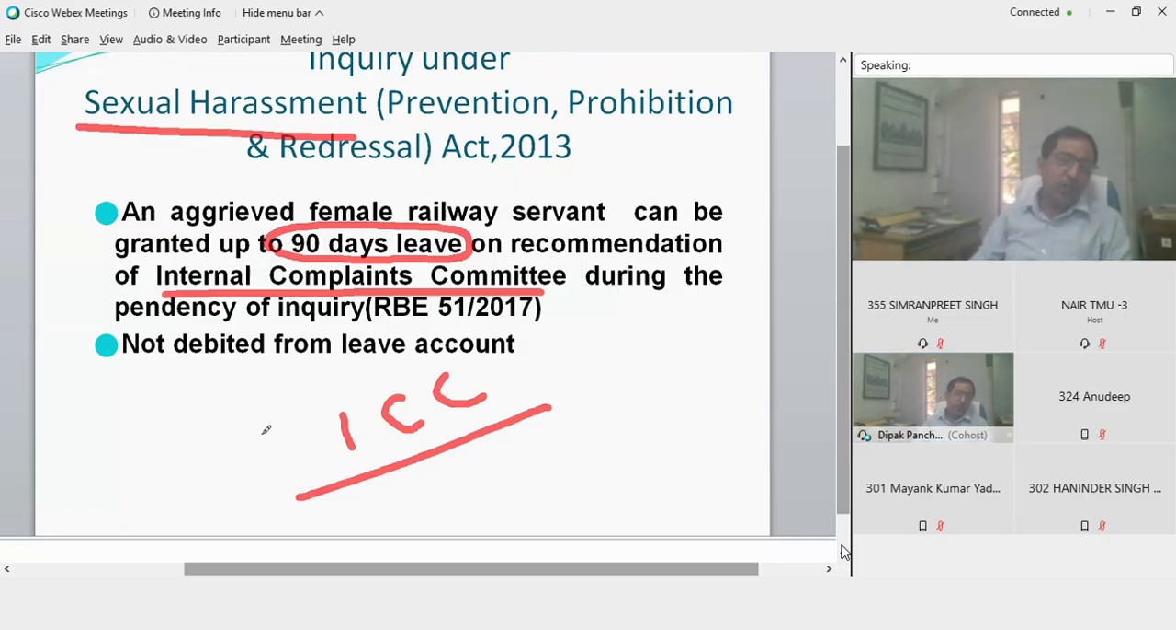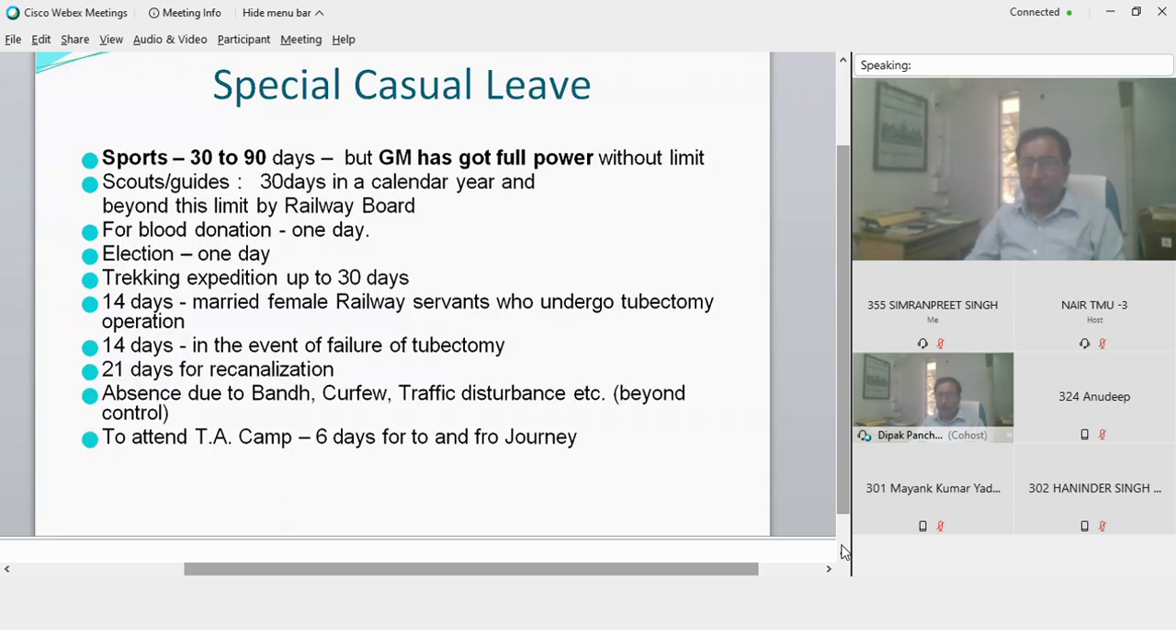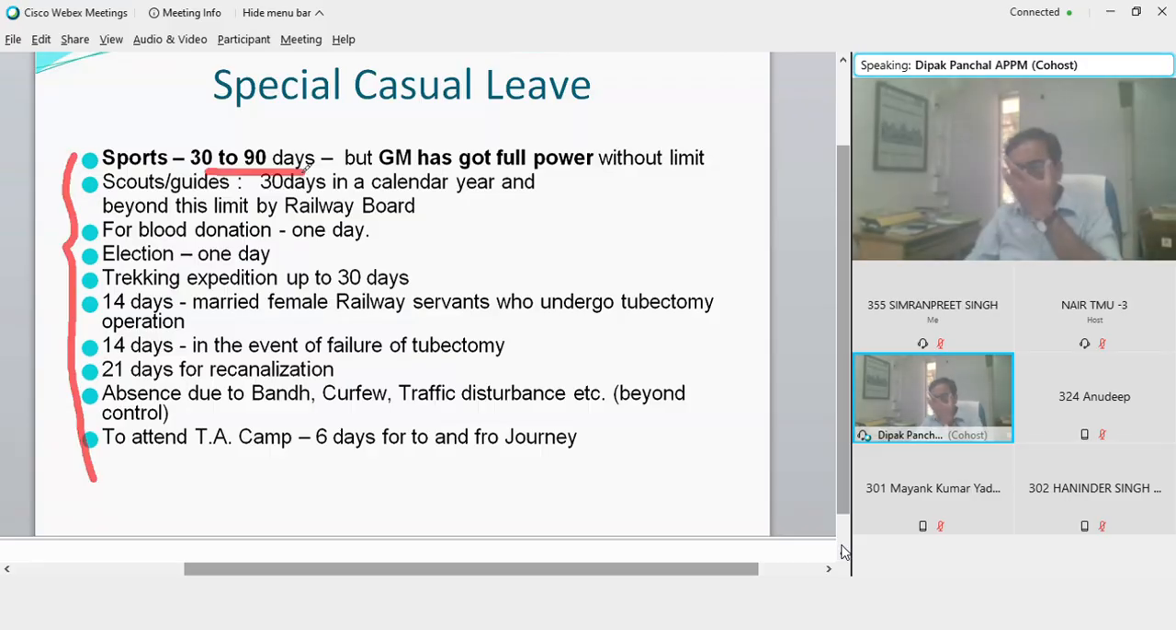So this is all about the leave rule. In some occasions, special casual leave is also granted. Special casual leave is not part of the leave rule, but I have kept this for your knowledge, that up to 90 days of leave can be sanctioned as special casual leave at the divisional level, but GM has got full power. Full power means all the 365 days can be sanctioned by the GM.